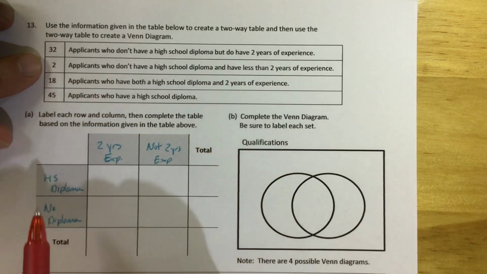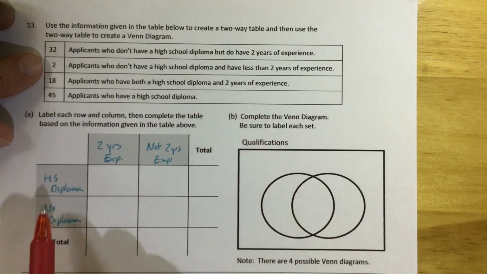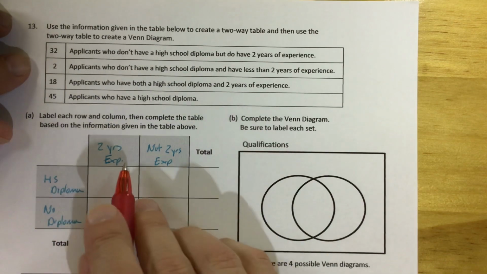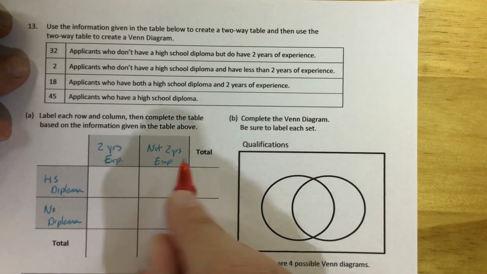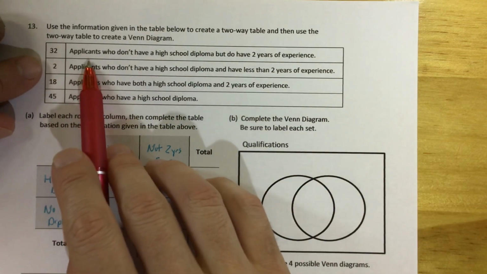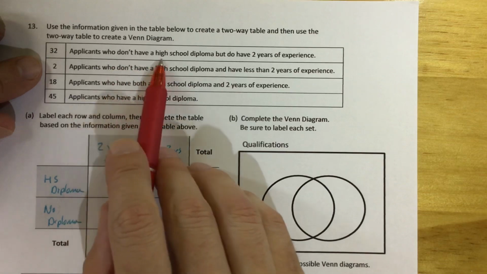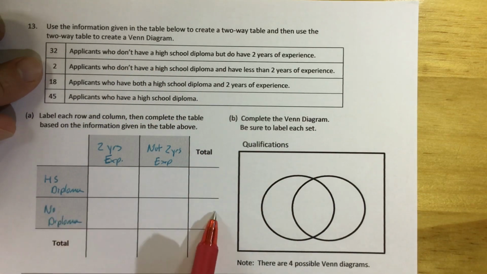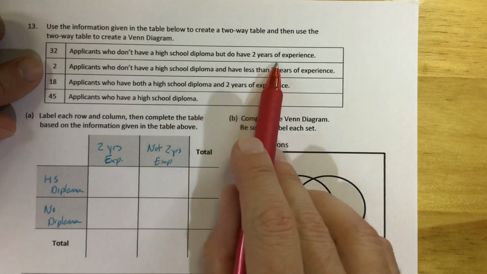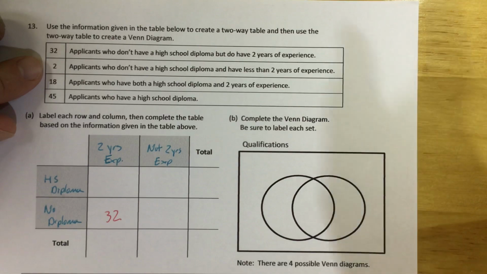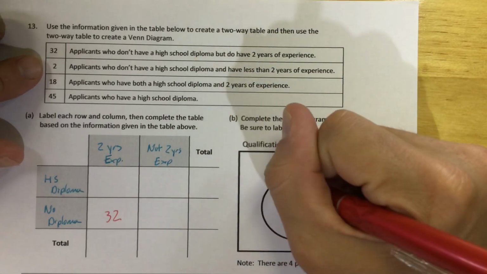All right, what do we have here? The only part that I did read is it's about having a high school diploma and not. It's also about having 2 years experience and not. Okay, 32 applicants who don't have a high school diploma, but do have 2 years experience. So that's what the 32 goes there. And you know what we're gonna do? We're gonna go ahead and start setting this up.